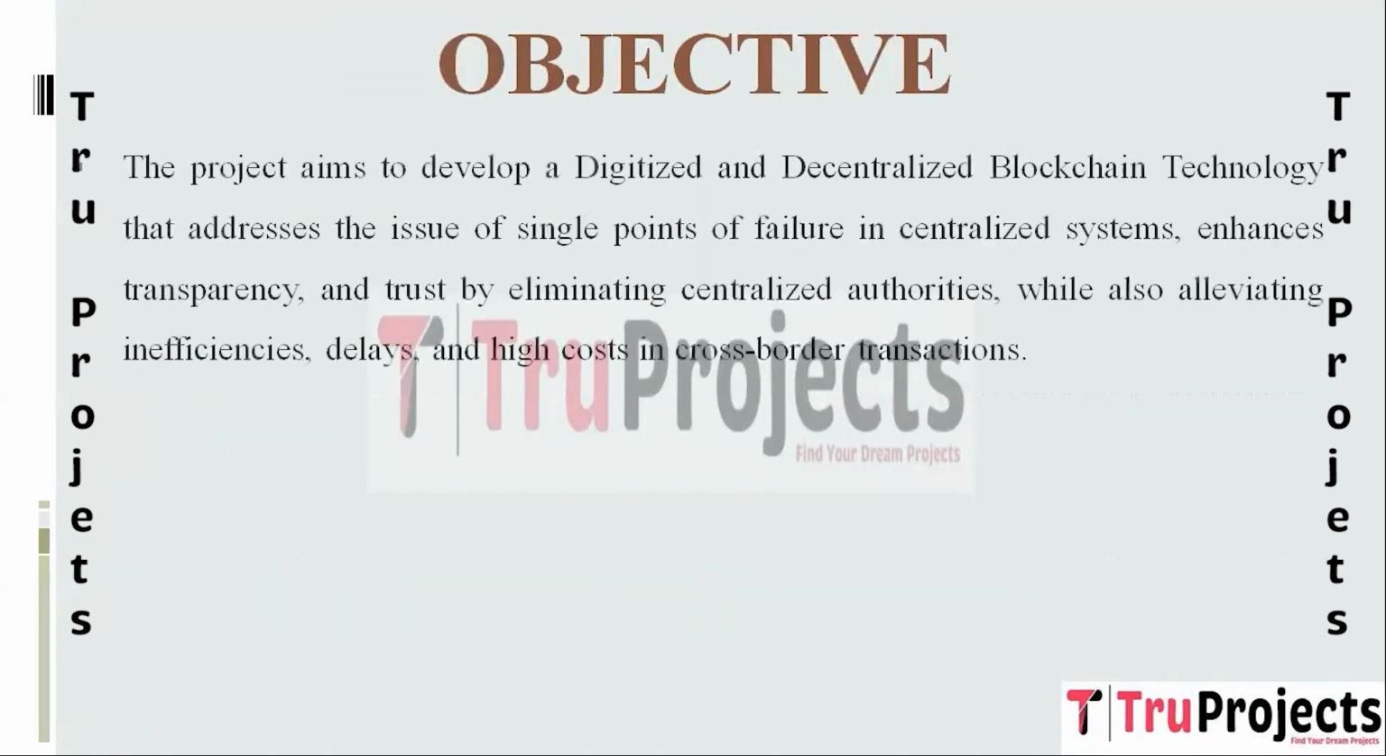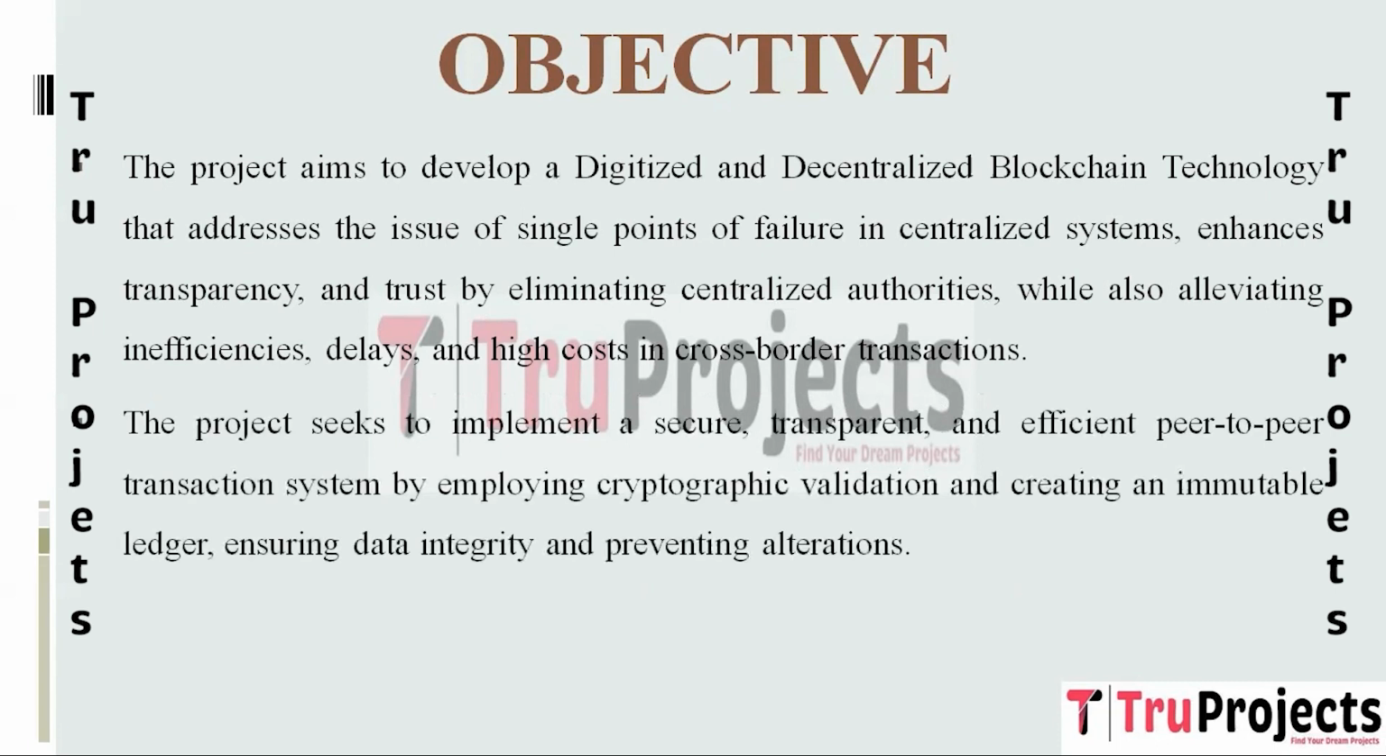Objective of the project. So, as I mentioned earlier, the project aims to create a digital system and decentralized blockchain technology. It addresses problems in current systems where one failure point can disrupt everything. By doing this, it makes transactions more transparent, trustworthy, and efficient, especially across borders. And another goal is to establish a secure and transparent way for people to exchange things directly with each other. To do this, the project uses strong security checks, that is cryptographic validation, and creates an unchangeable record to ensure that the data stays accurate and can't be tampered with.